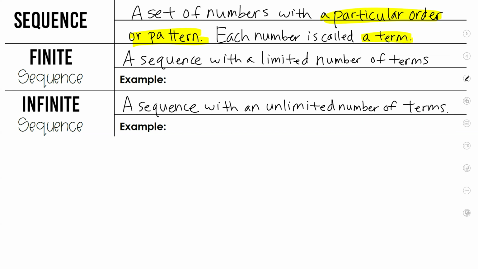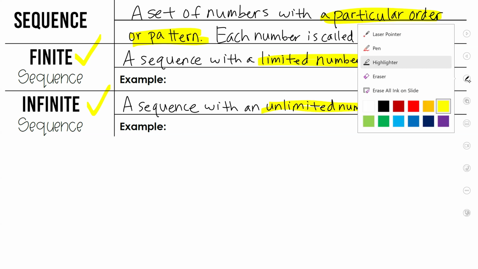There's two types of sequences. You have a finite sequence. Finite means it's limited. So a finite sequence is a sequence with a limited number of terms. And an infinite sequence is a sequence with an unlimited number of terms. So let's do an example of each type.